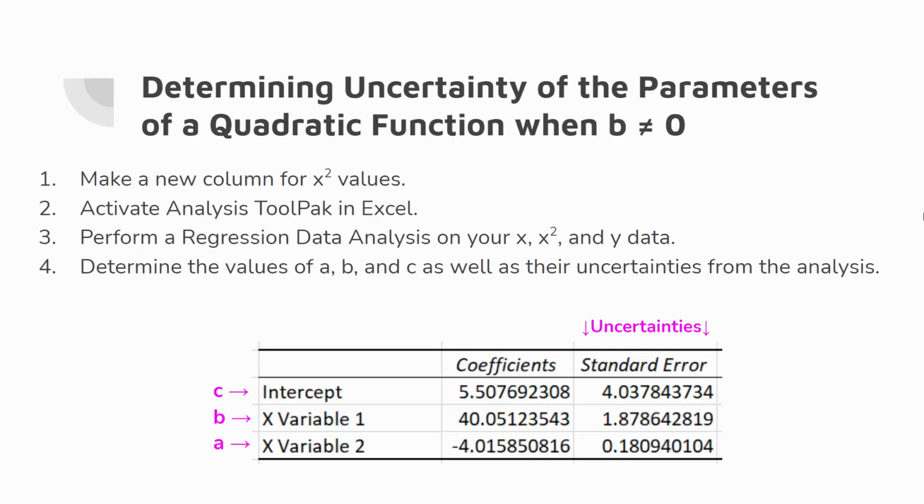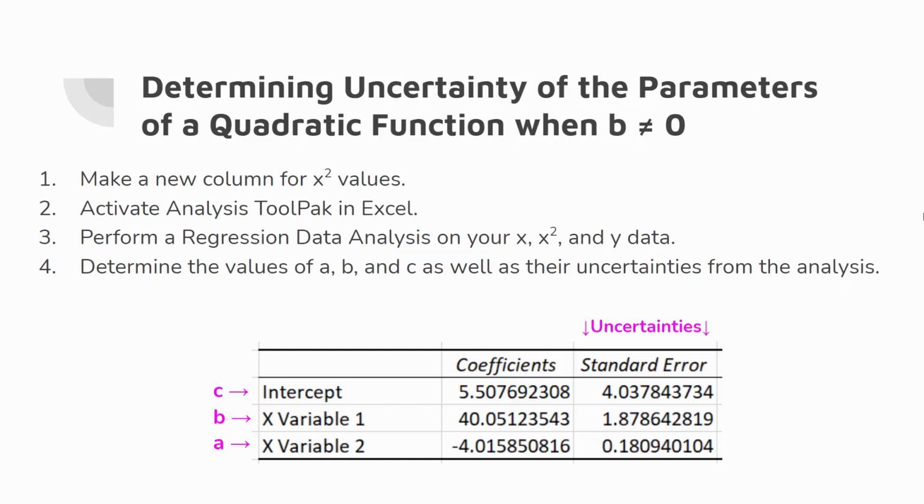Okay, this is only for a couple of you. Some people, especially people dealing with projectile motion, might have a quadratic function where b is not equal to 0. This looks like an actual full parabola. It could be opening up or opening down, but it has a b parameter that is not equal to 0.